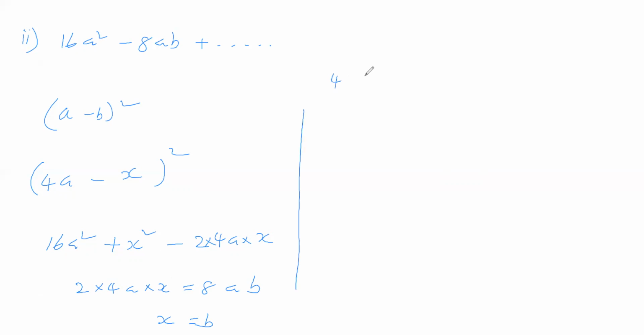Therefore, we can write 4a minus b whole square. So we square this, 16a square. We square this, plus b square. We multiply these two with 2, therefore minus 8ab. This formula we are getting. This answer we got. We'll go to the next question.